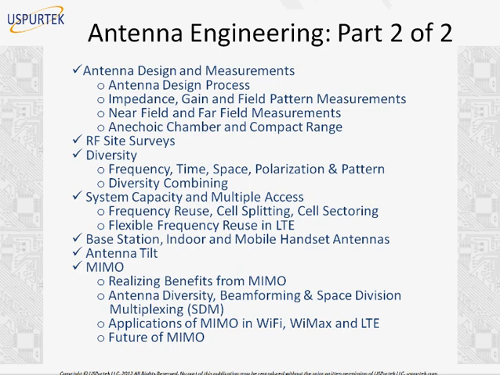After that, we'll move on to talk about base station, indoor and mobile handset antennas and how they're different from each other. And in particular, a technique used to enhance the performance of an antenna. It's called antenna tilt. And last but not the least, we'll talk about MIMO, and it's the latest in the 4G wireless networks, and how we realize benefits from a MIMO system, like antenna diversity, beam forming, and space division multiplexing. And finally, we'll talk about different applications of MIMO in most of the dominant wireless communication standards like Wi-Fi, WiMAX, and LTE. And where is this MIMO scheme leading us to? What's the future of MIMO?